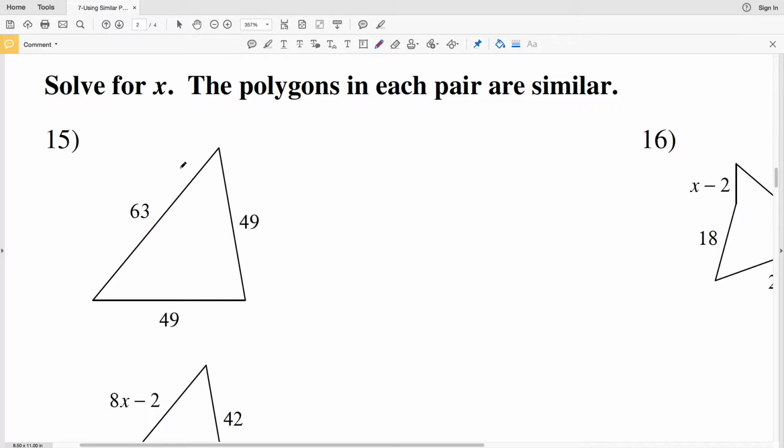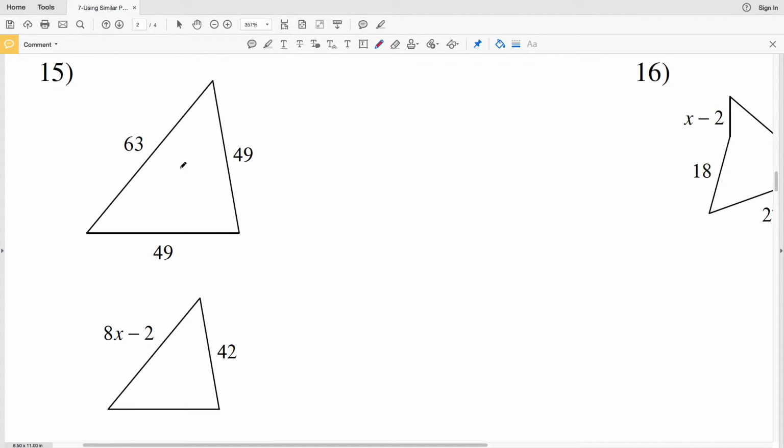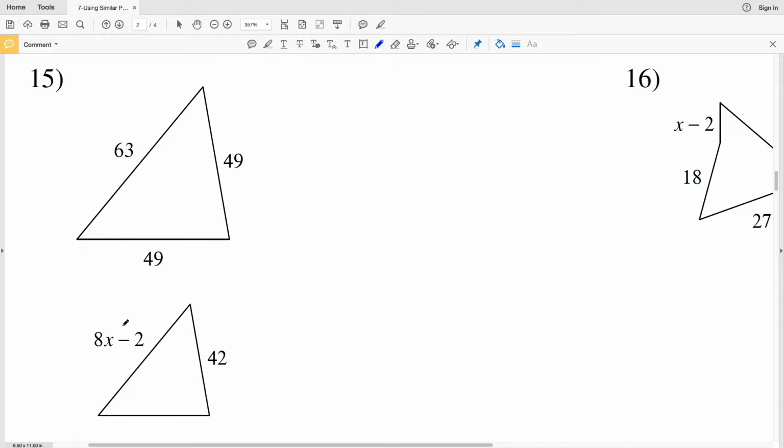In this video, we're going to finish the Using Similar Polygons worksheet on the KutaSoftware website. Our directions are to solve for x, given that the polygons in each pair are similar. And since the polygons are similar, that means that the lengths of their sides are proportional. We're solving for x, and x is in this side here.